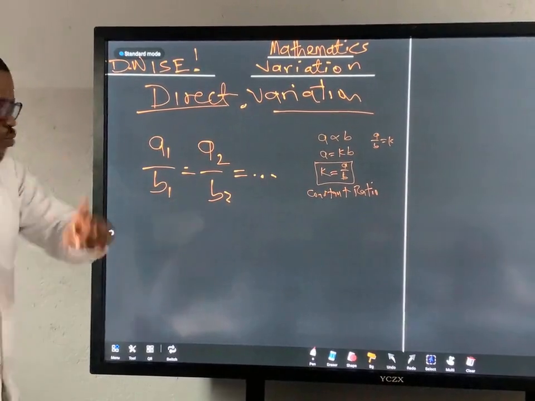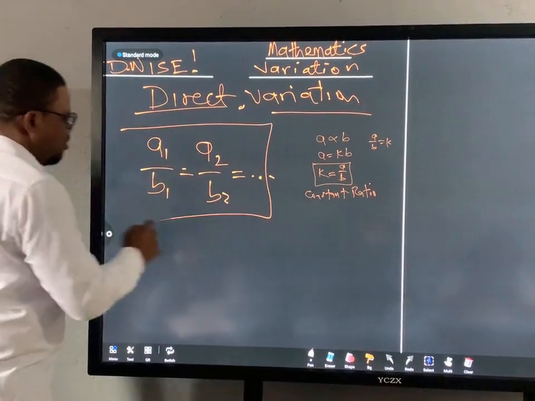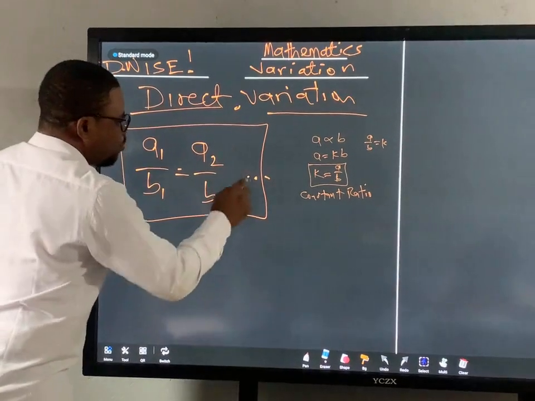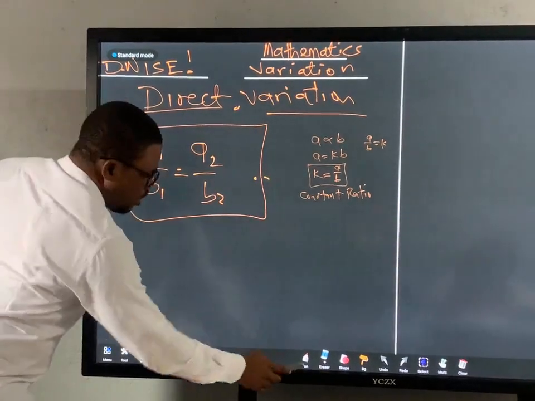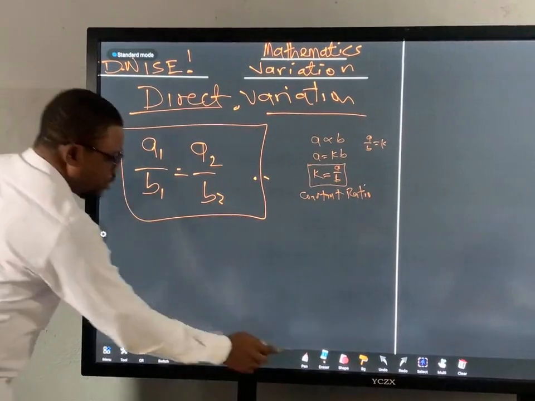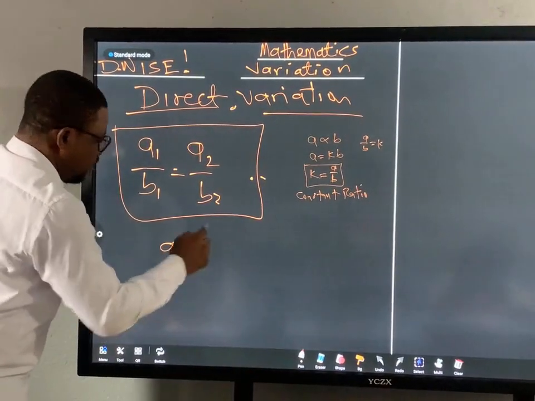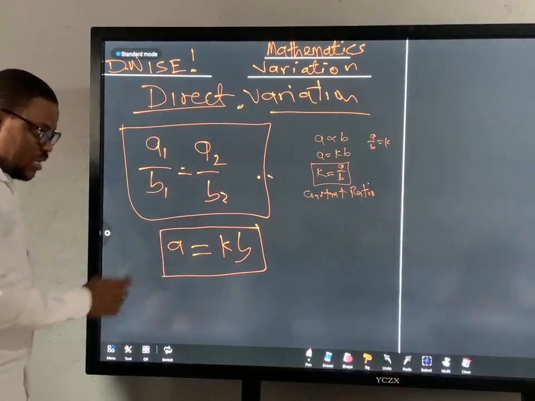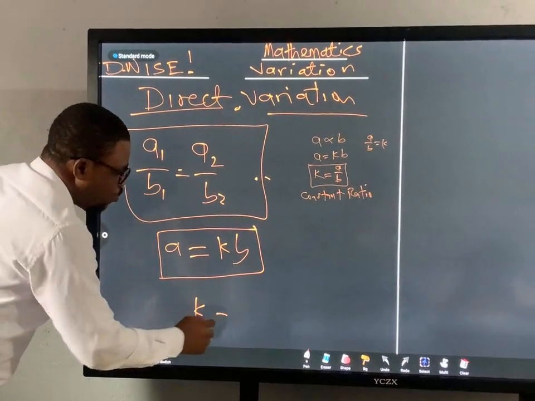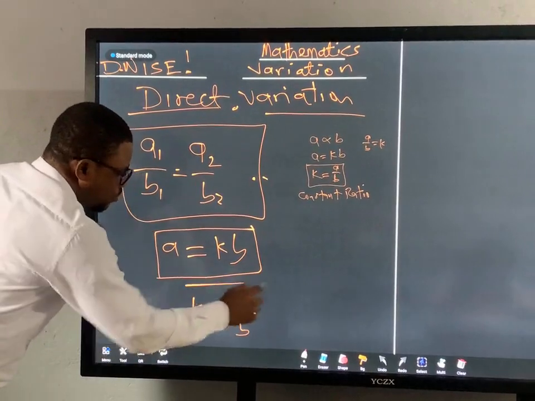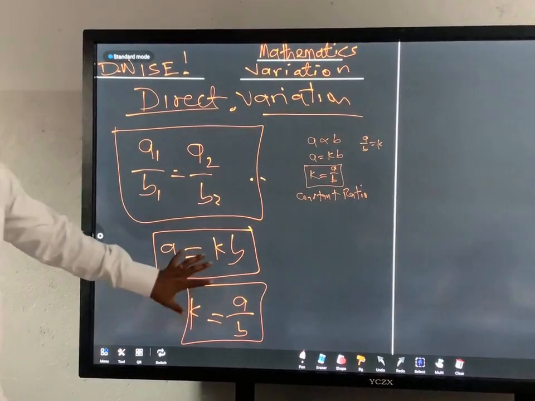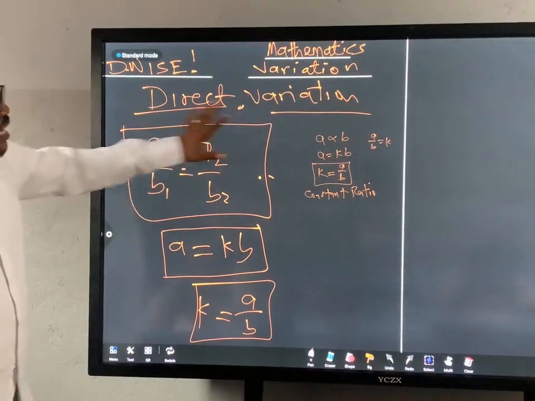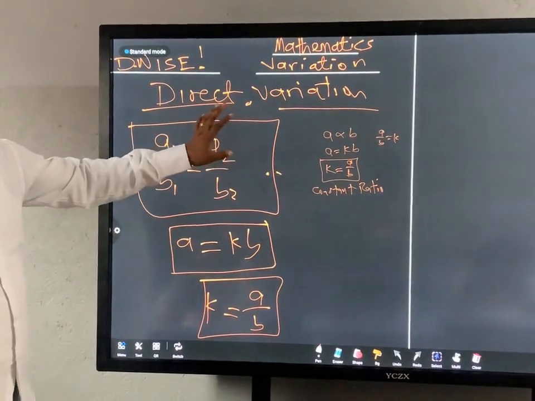Three important things to remember. Let me take this out so it doesn't confuse you. A is equal to KB. This is the original one now. Then you know that the constant will be the ratio. Whatever we're going to do, we'll try to apply to this. Are you with me? So this is for direct variation. You get what I'm saying?